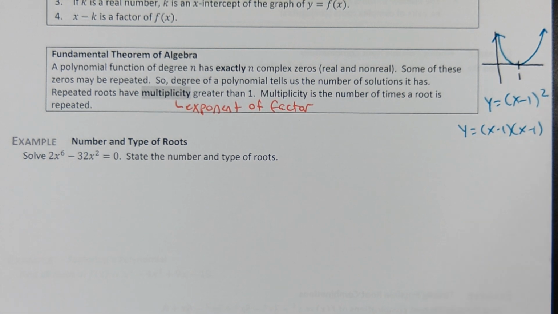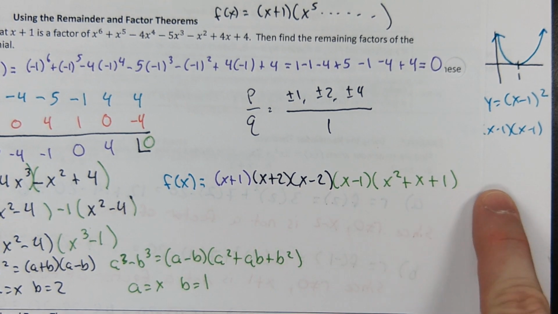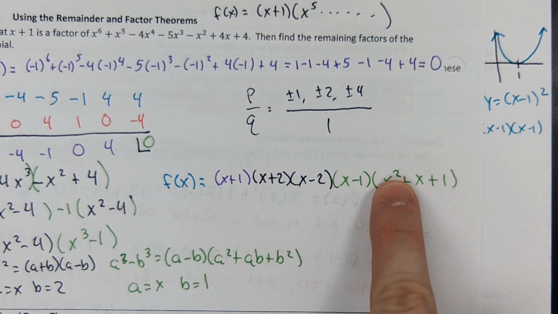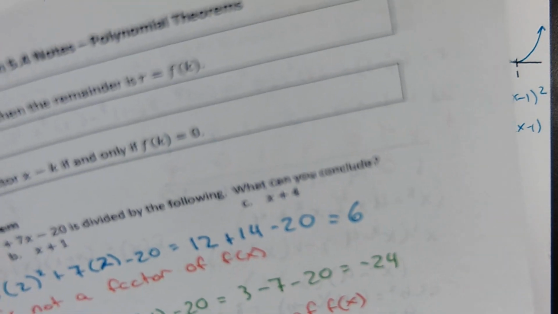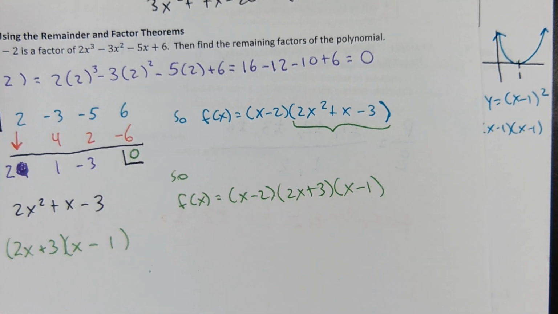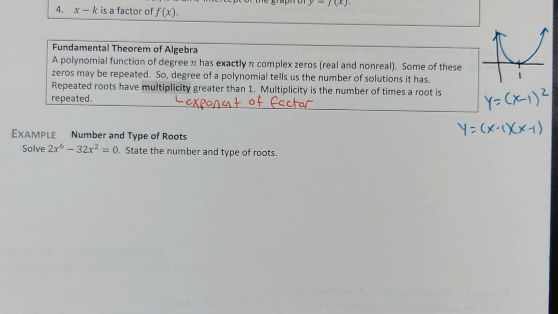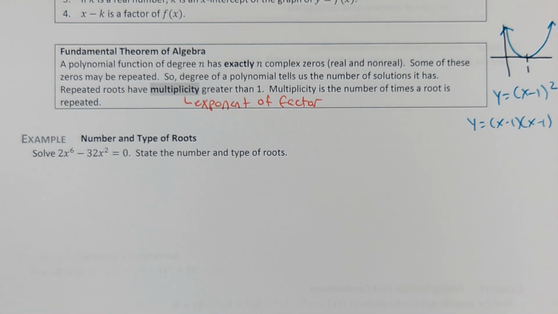In yesterday's work, none of these had exponents on the factor. That's an exponent within the factor. No exponents on the factor, no exponents on the factor. Basically, everything you saw yesterday was multiplicity of 1. Unique solutions. Today, when we find our solutions, we will identify where there's multiplicities.